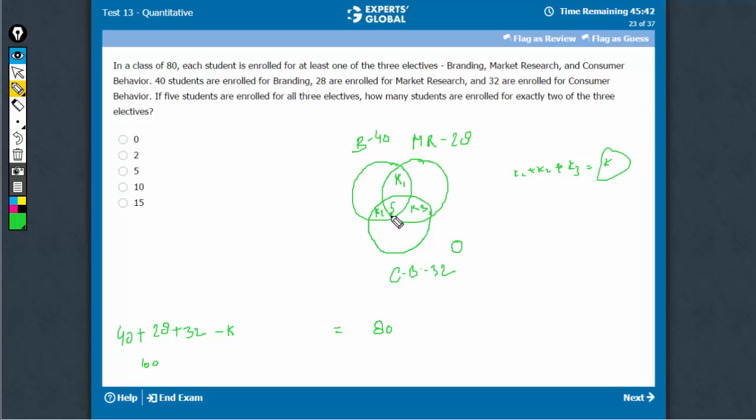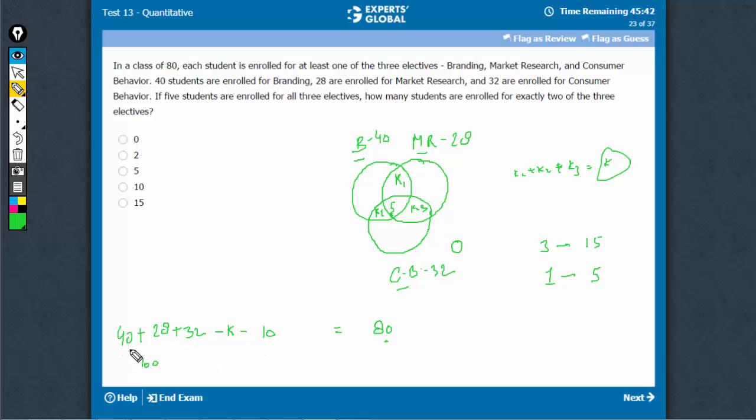And now let's look at this part, 5. This part has been added 3 times. This has been added in branding also, market research also, and consumer behavior also. So this entire total has 5 3 times. For correctness, if all of this has to be made equal to 80, then it should have been added only once. It was added 3 times, that means it was added as 15, while it should be added only once, 5. So the 2 times that it has been added extra has to be removed. So minus 2 into 5, minus 10.